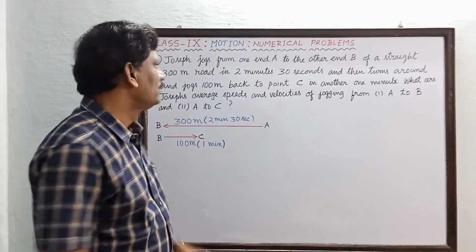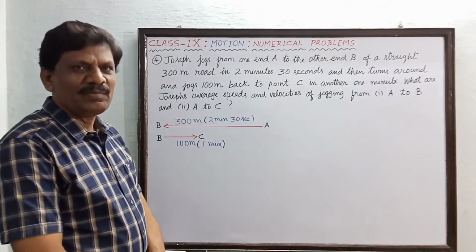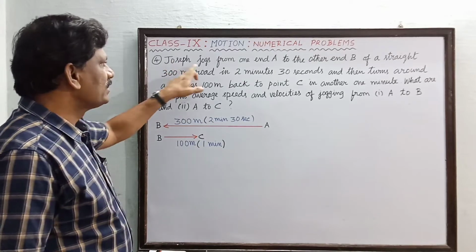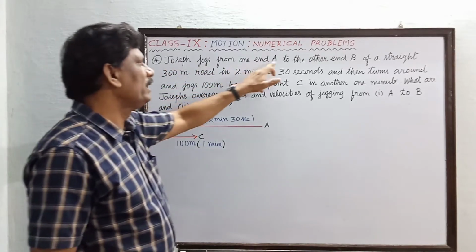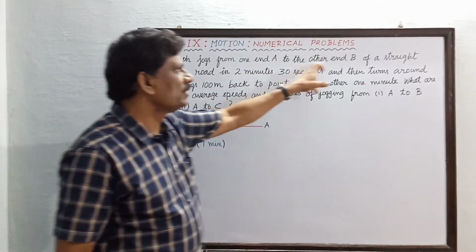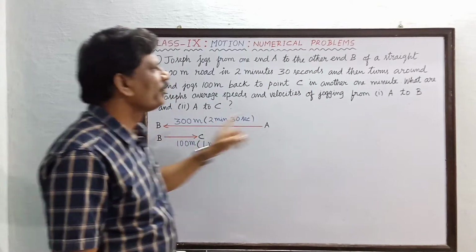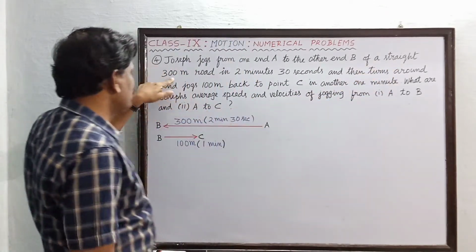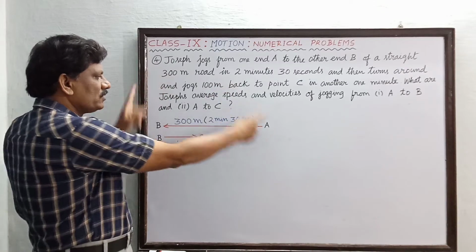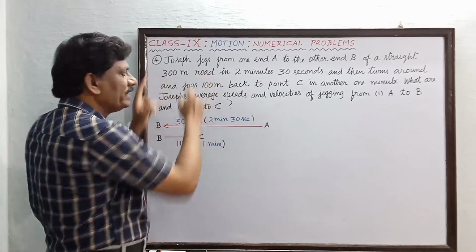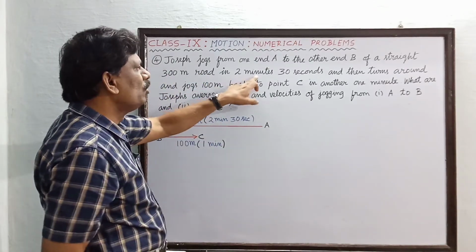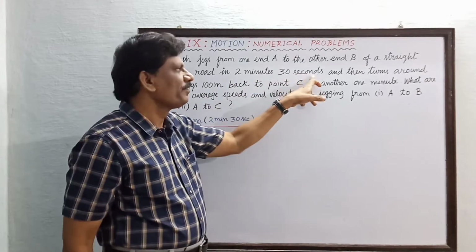Hi students, this is problem number 4. Joseph jogs from one end A to the other end B of a straight 300 meter road. So AB, the road, is 300 meter, in 2 minutes and 30 seconds.